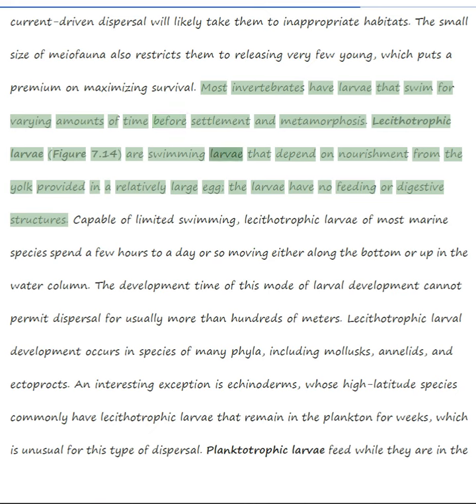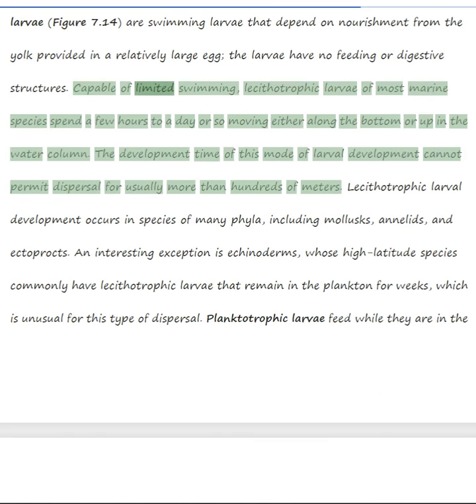Lecithotrophic larvae are swimming larvae that depend on nourishment from the yolk provided in a relatively large egg. The larvae have no feeding or digestive structures. Capable of limited swimming, lecithotrophic larvae of most marine species spend a few hours to a day or so moving either along the bottom or up in the water column. The development time of this mode of larval development cannot permit dispersal for usually more than hundreds of meters.